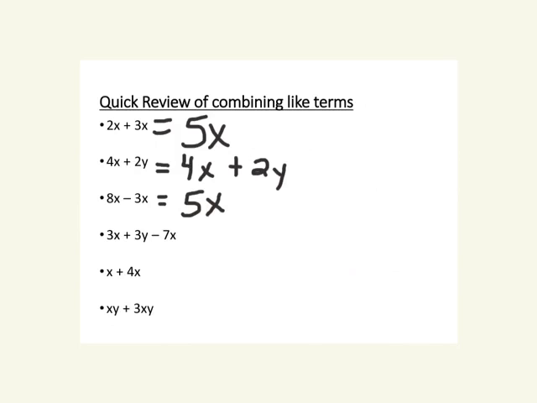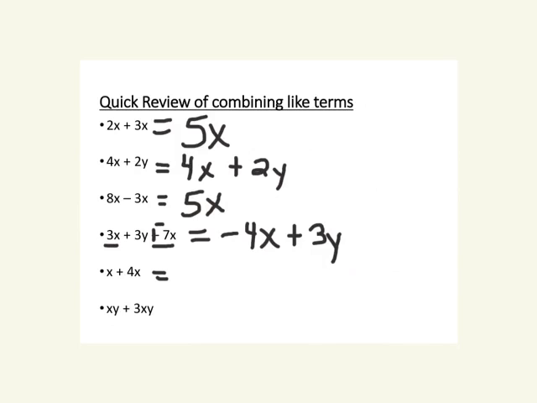3x plus 3y minus 7x. We have 2 like terms here, 3x and minus 7x. So if I take 3x minus 7x, I would go ahead and keep change, and that would leave me with negative 4x. And then that 3y I can't combine with anything, so it's still on the end there. Negative 4x plus 3y.